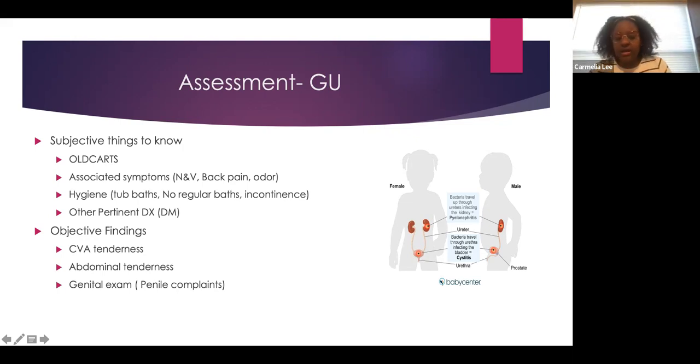Is it there? Is it not? A lot of people don't know until you do that assessment. Is the abdomen tender? Is it tender in only the right lower quadrant? Is it only the lower abdomen that's tender? And then if you have a child coming in for penile complaints, you want to go ahead and take a look and see what you see with the parents there, or see what the child is comfortable with.